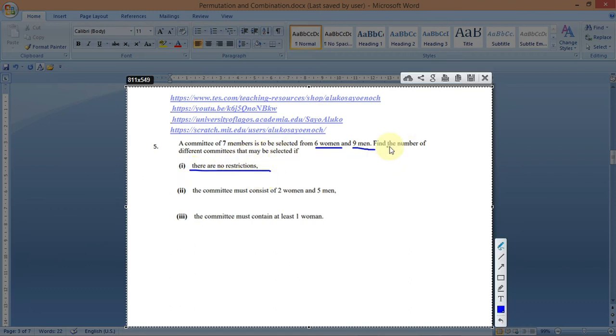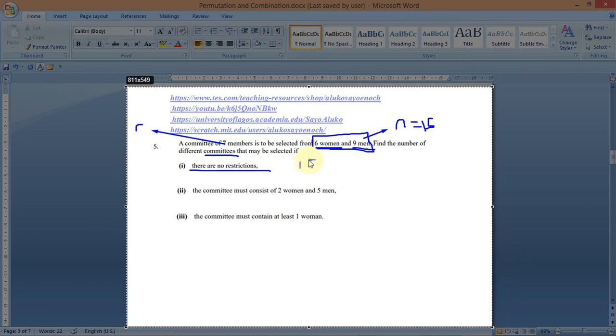This one says not members, committee. So committee altogether. So just sum this first. What is 6 plus 9? 6 plus 9 is 15. So my n there will be 15. Then I want to select 7 members, so my r will be 7. So you can now do your n combination r. That will give me 15 combination 7, which gives the solution to that.